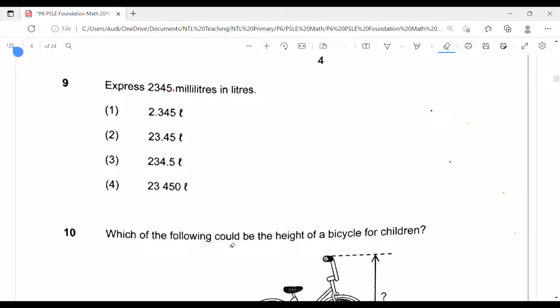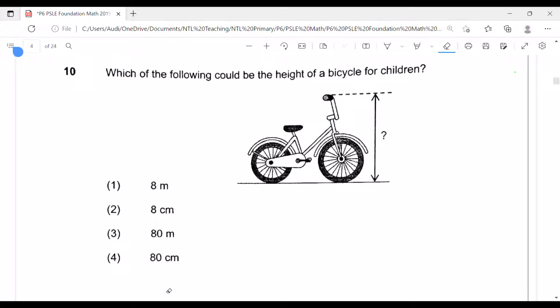Okay, so now we are doing question number 10. Which of the following could be the height of a bicycle for children? Now, if you are a child, you're 12 years old, your height, if you stand next to a bicycle, will be like this, right? Something like this.